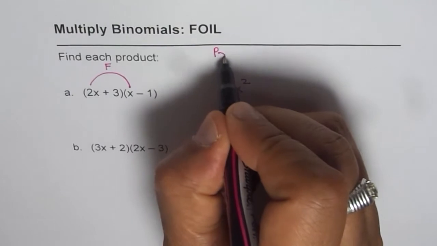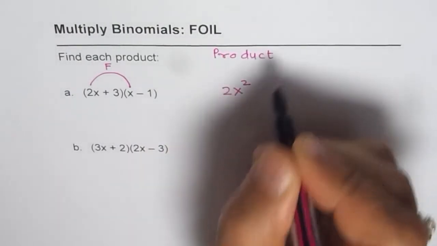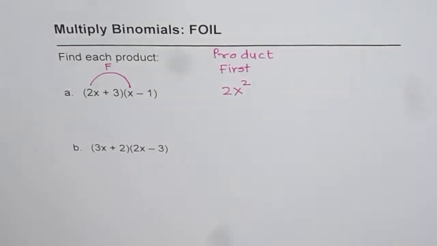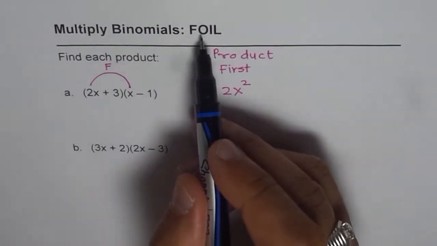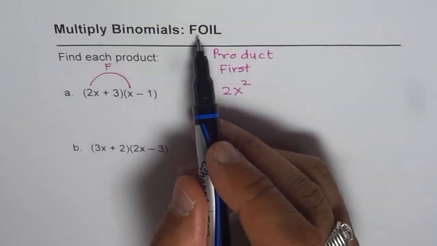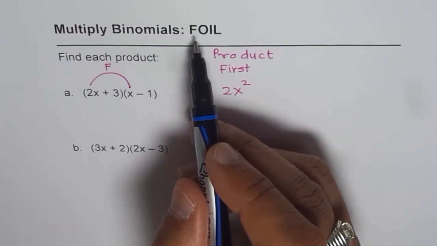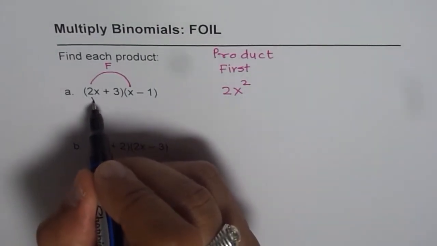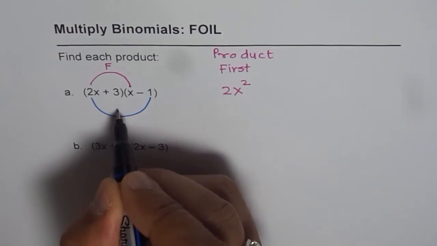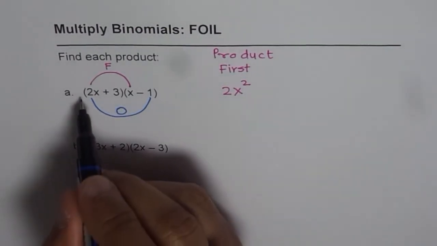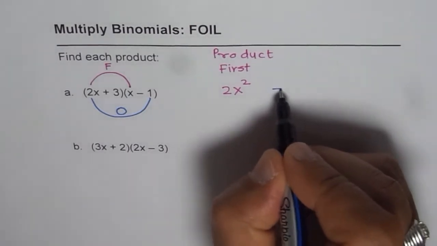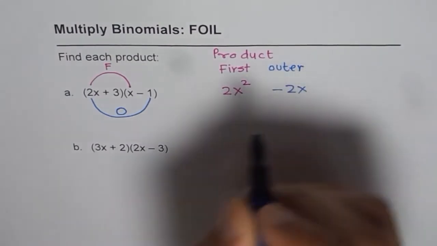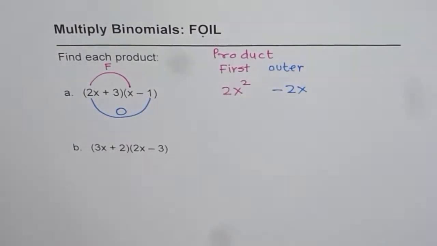So that is the product. Let me write it here, and for FOIL let me write first, right? And second is O. O means outer. For outer terms, these are the outside terms, right? So that is outer. 2x times minus 1 gives me minus 2x, and that is outer.